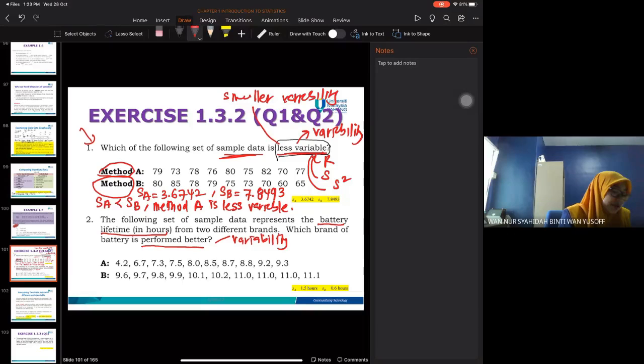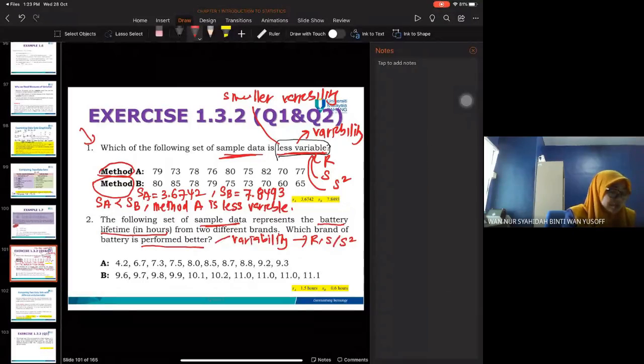Okay, so here it is about battery. The same variable has been collected. We have battery lifetime in hours. Both are in hours, so you can use either one: range, S or S square, from the sample data.